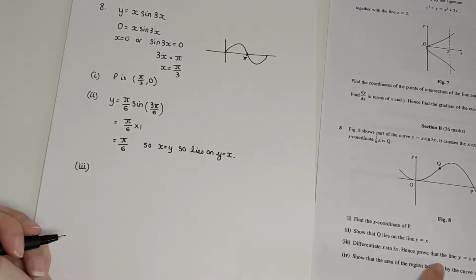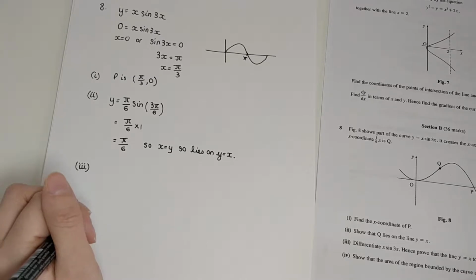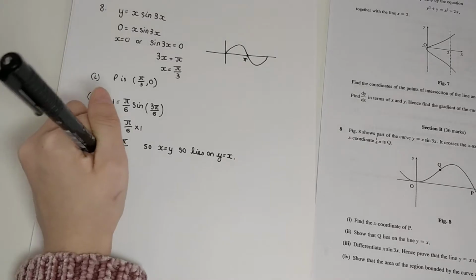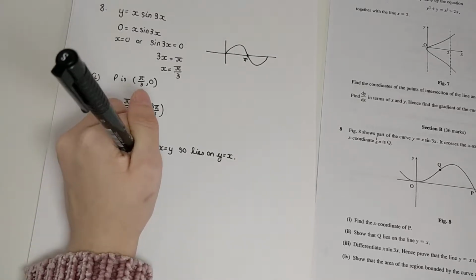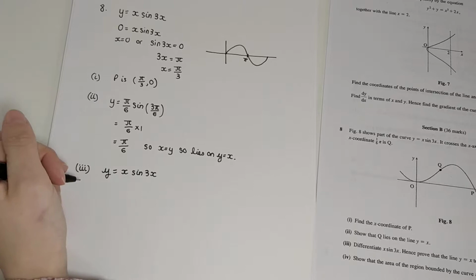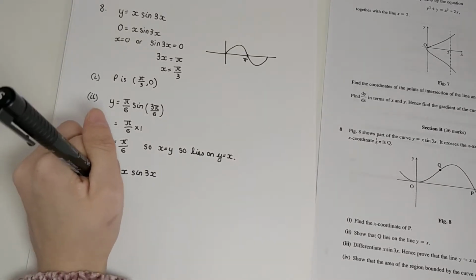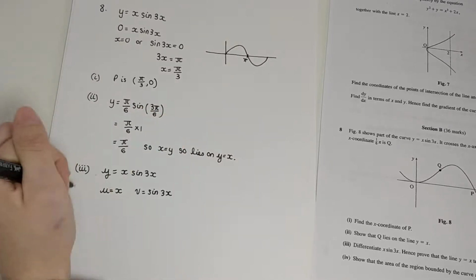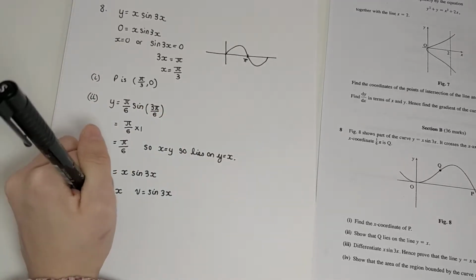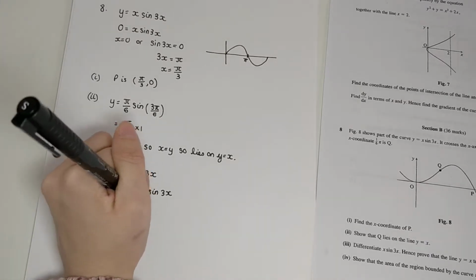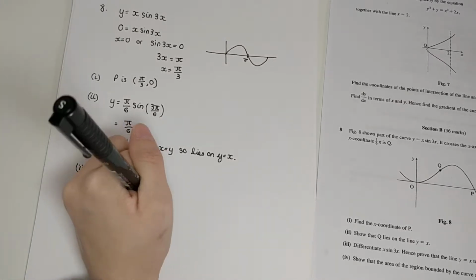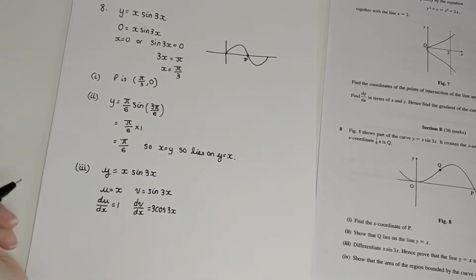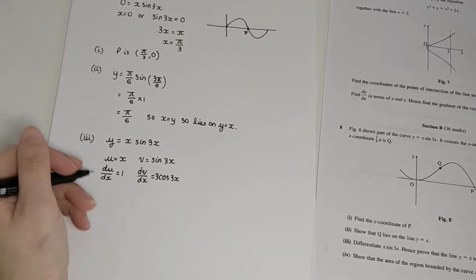Part 3. Differentiate x sine 3x, hence prove that the line y equals x touches the curve at Q. Okay, so if y equals x sine 3x, it's a product, so I'm going to use product rule. u equals x, v equals sine 3x, du by dx equals 1, dv by dx equals cos 3x times 3. You thought I forgot the 3 then. Don't worry. Do not worry.